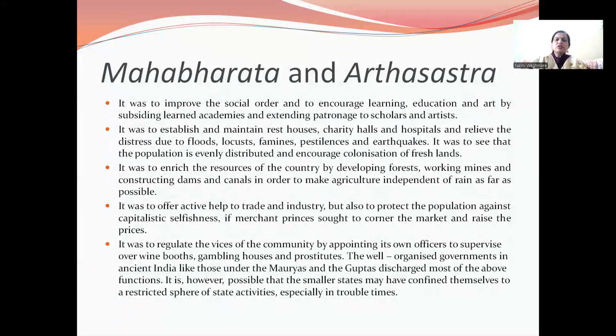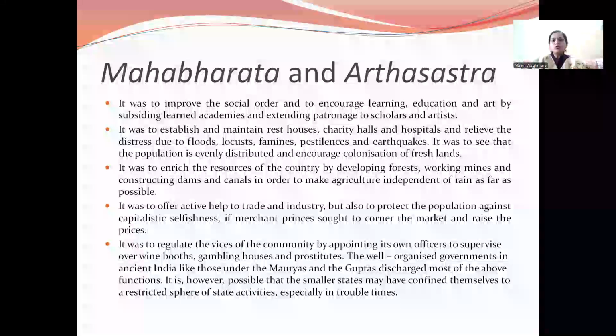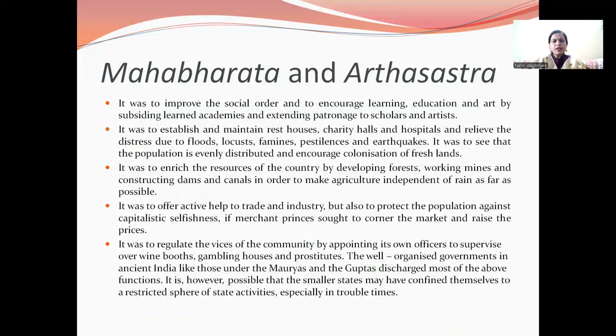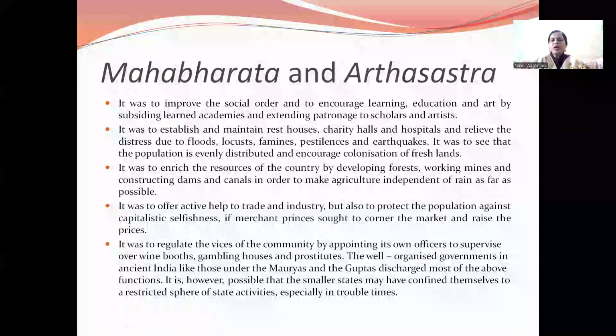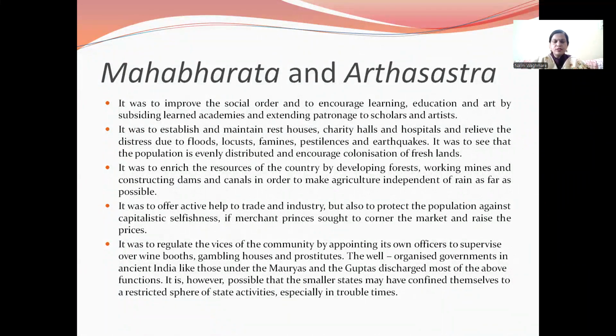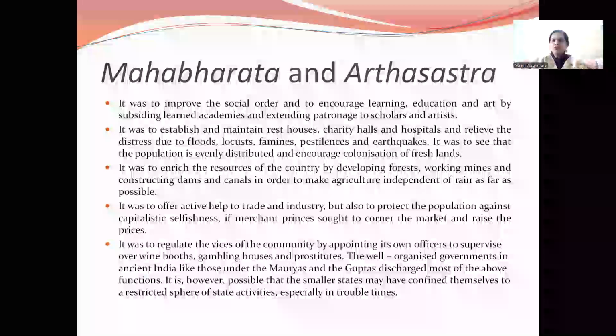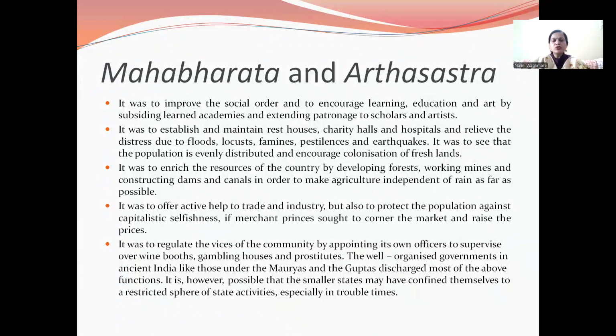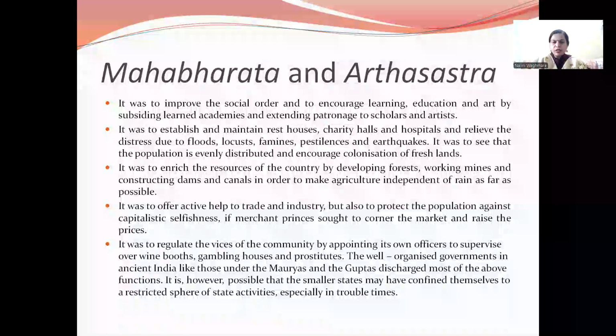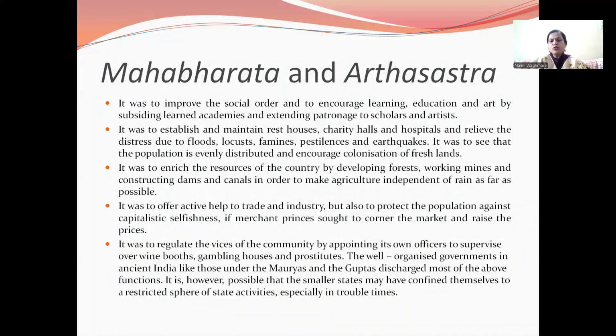The Mahabharata and Arthashastra mention that the functions of the state were to improve the social order and encourage learning, education, and art by appointing learned academicians and extending patronage to scholars and artists. It was to establish and maintain rest houses, charity halls, and hospitals, and relieve distress due to floods, famines, pestilence, and earthquakes. It was to see that the population is evenly distributed and encourage colonization of fresh lands. It was to enrich the resources of the country by developing forests, working mines, and constructing dams and canals in order to make agriculture independent of rain as far as possible.